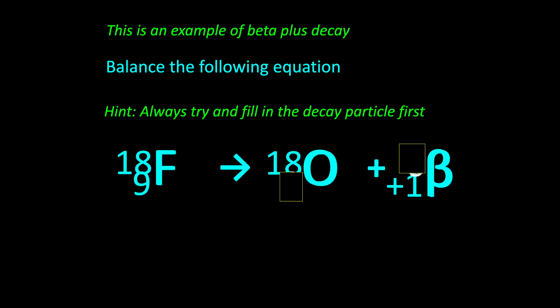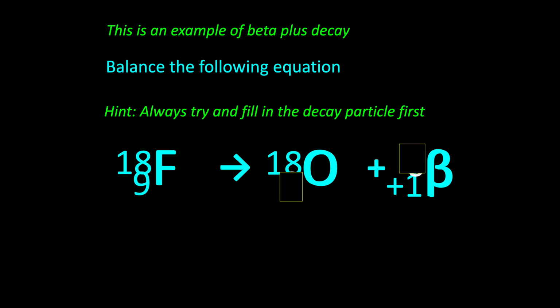Here we have an example of a beta plus decay. Beta plus is shown by this symbol here. Try and complete the equation. Pause the video and have a go.